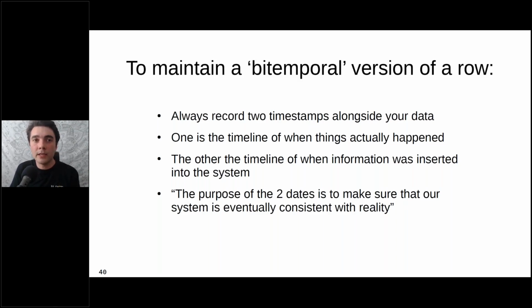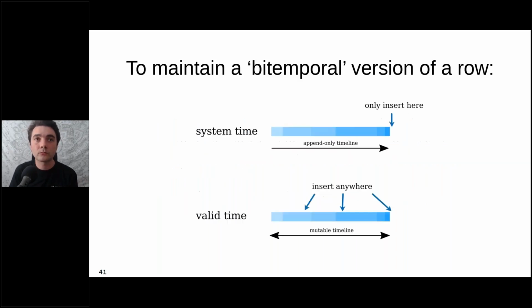And this is another quote from Kent, where he says, the purpose of the two dates is to make sure that our system is eventually consistent with reality. So that is the bitemporal idea in a nutshell.